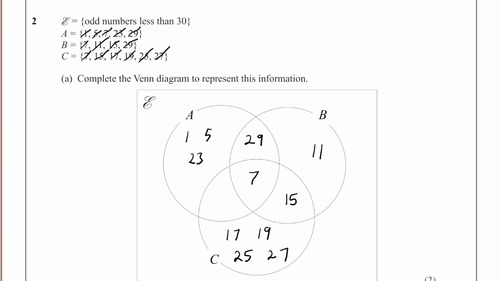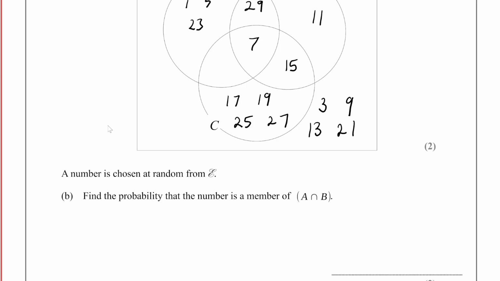So we've got 1, we need 3, we've got 5, 7, we need 9, 11, we need 13, 15, we've got 17, we've got 19, we need a 21, we've got 23, 25, 27 and 29. So there should be 15 numbers, 1, 2, 3, 4, 5, 6, 7, 8, 9, 10, 11, 12, 13, 14, 15. So that is our Venn diagram.